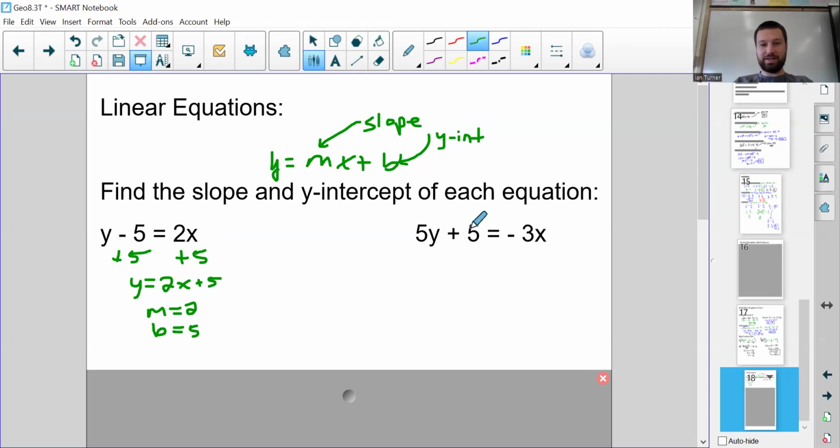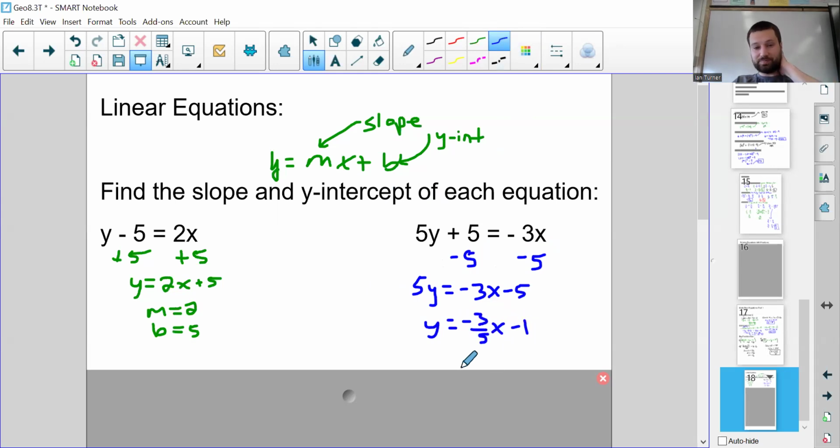If we have something like this, we got to do a couple steps. We're going to subtract the 5. We still want to get y by itself because that's slope-intercept form. So we get 5y equals negative 3x minus 5. And then divide everything by 5, and we get y equals negative 3/5 x minus 1.